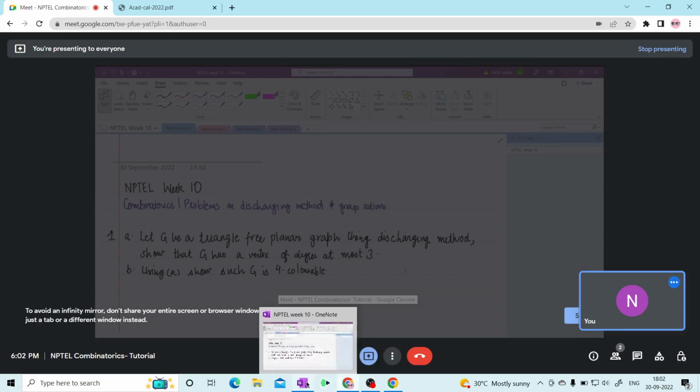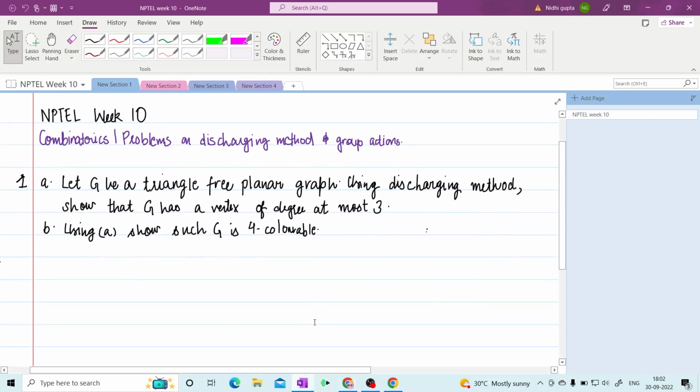So let's start. Our first problem is: let G be a triangle free planar graph, and using the discharging method we have to show that G has a vertex of degree at most 3. And the second part is, using the first result, we have to show that such a G, that is a triangle free planar graph, is 4 colorable. Okay, so the solution.